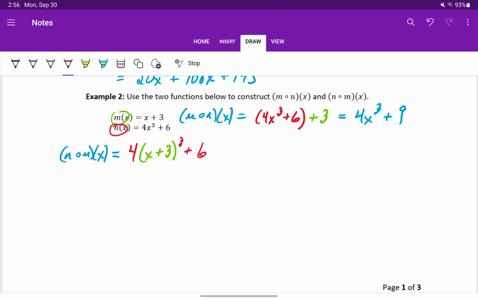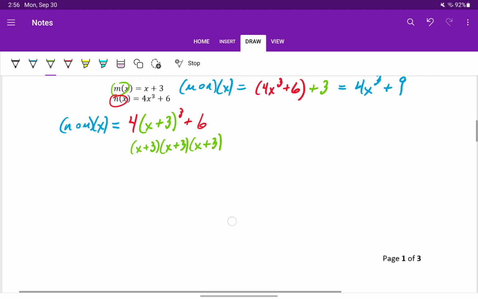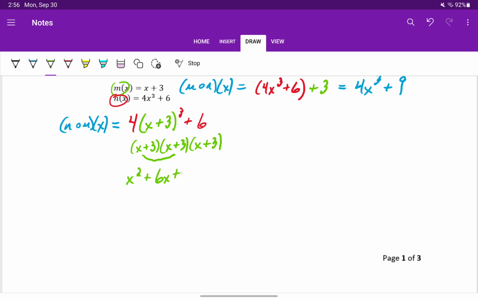Just like we did in example 1, now we'll expand out and then combine any like terms to simplify. Keep in mind that x plus 3 cubed is the same thing as x plus 3 times x plus 3 times x plus 3. To start off, we'll just multiply the first two binomials together. This will give us x squared plus 6x plus 9 times x plus 3.